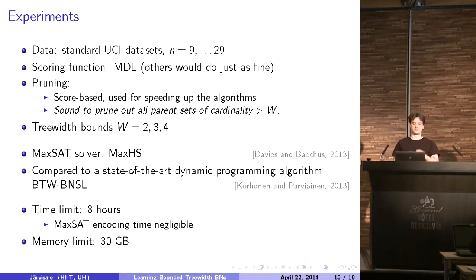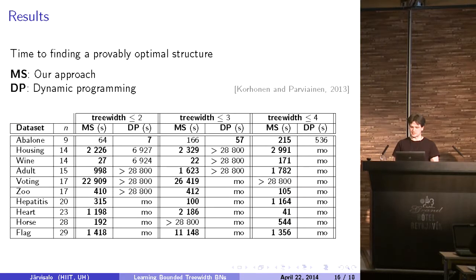And we did some typical pruning of the data sets and used Treewidth bounds 2 through 4. We chose as the MaxSAT solver a recent solver that can handle these sorts of scores very well, called MaxHS, and compared it to the dynamic programming algorithm from last year's AI Stats. And here are some of the results.